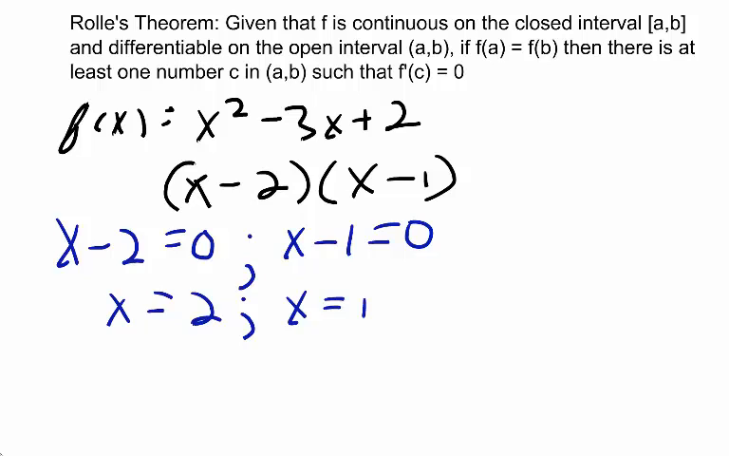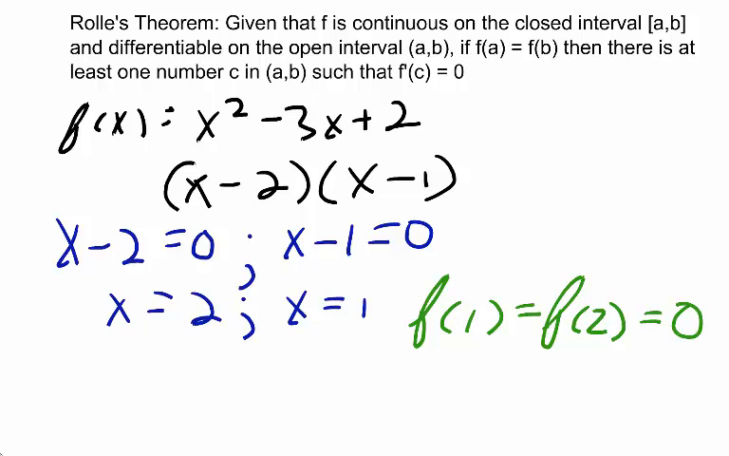Therefore, we can say that f of 1 is equal to f of 2, which is equal to 0, which satisfies one of the necessary conditions for Rolle's theorem, and lets us know that there is at least one c on our open interval between 1 and 2, such that f prime of c is equal to 0.